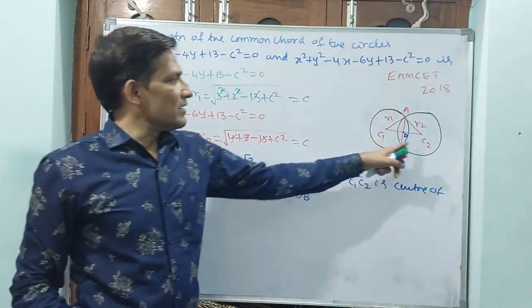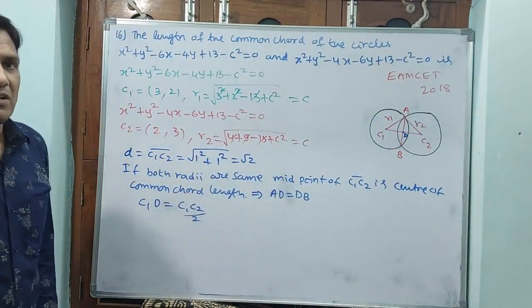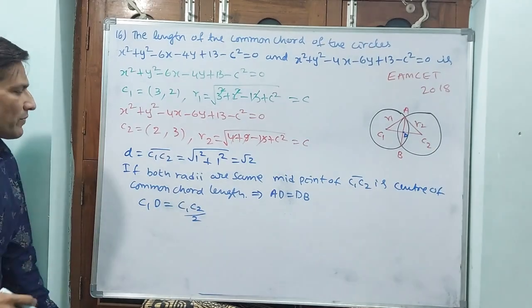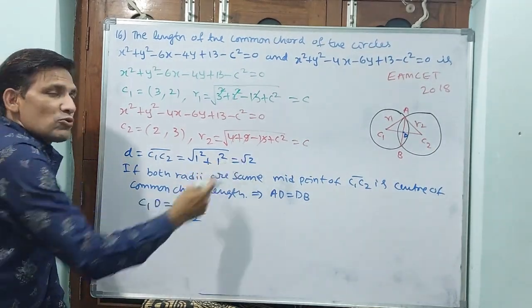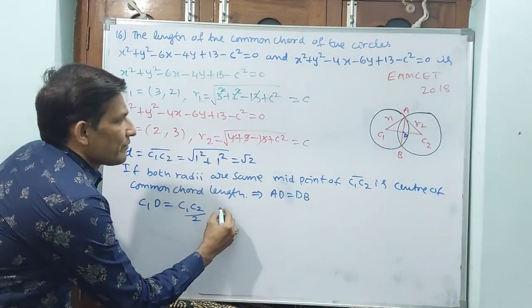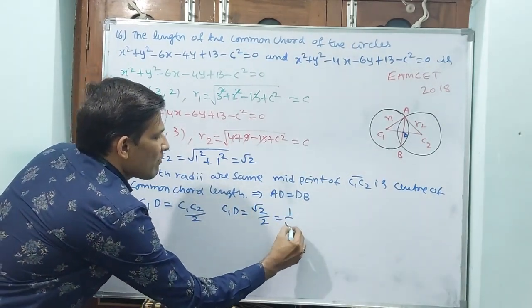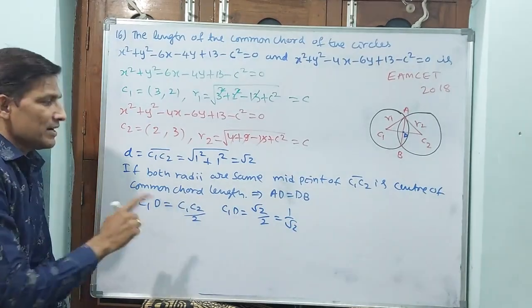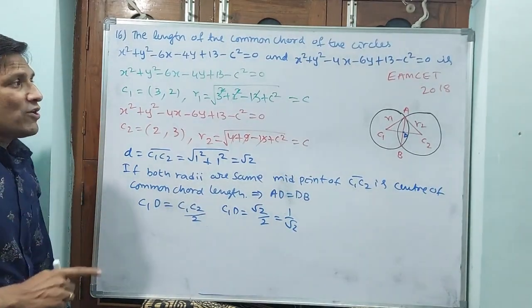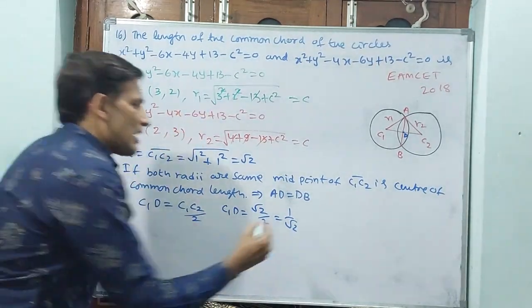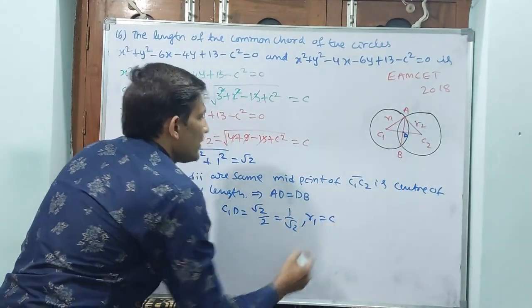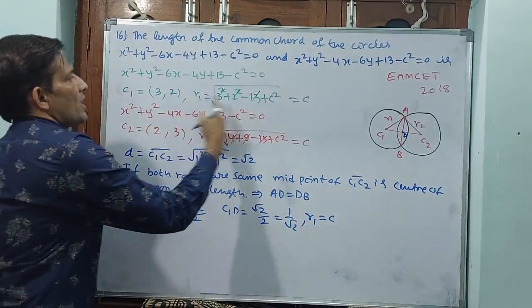Why? Because both midpoints, you can think of as a plus shape. C1 C2 how much has come? Root 2. That means C1D is equal to root 2 divided by 2, that means 1 by root 2. Okay? C1D you have, and the radius R1 is equal to C.